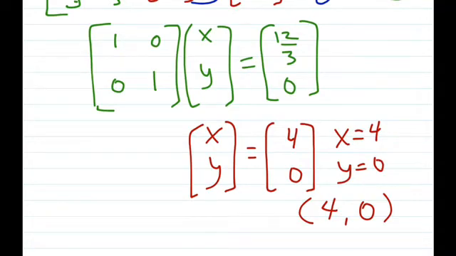Okay, let's try another one. On the next page we're going to do a second example with this system. So the first thing that we're going to do is write our matrix equation. So let's write the matrix equation, leaving room for what we know is going to happen.